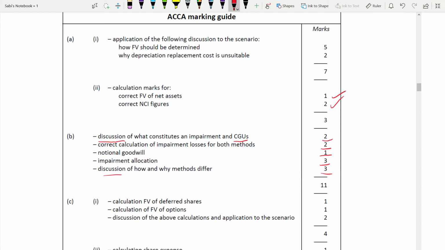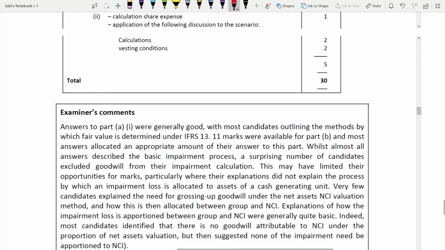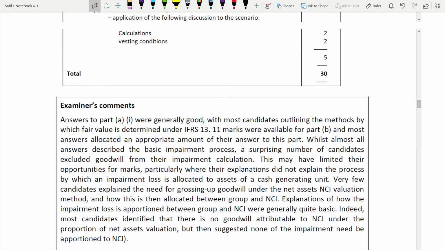The marking scheme especially. Now I'm going to take you to the marking scheme. So the examiner's comment. What they say about it. Yesterday I finished and I was here. Okay, we'll start from here. So for part B, most of the answers allocated an appropriate amount of their answer to this part. Whilst almost all answers describe the basic impairment process, a surprising number of candidates excluded goodwill from the impairment calculation. You see, basic impairment process, most of you were able to do it, but what was surprising was that they excluded goodwill from the impairment. They didn't take the goodwill in the impairment itself.